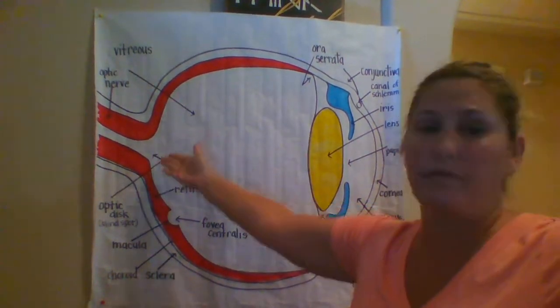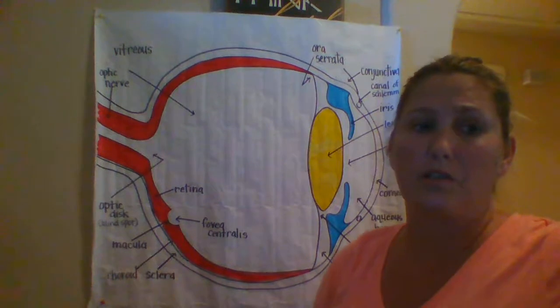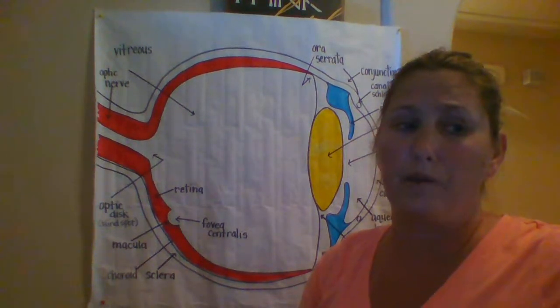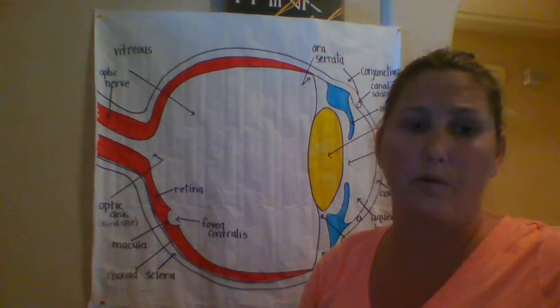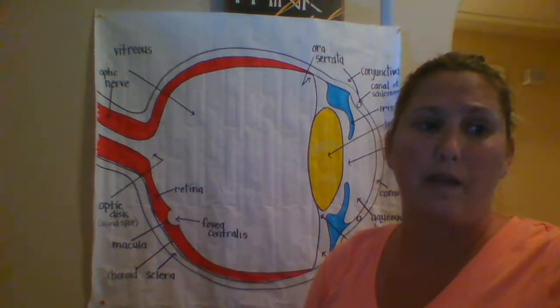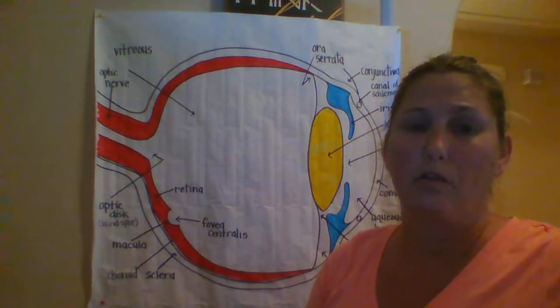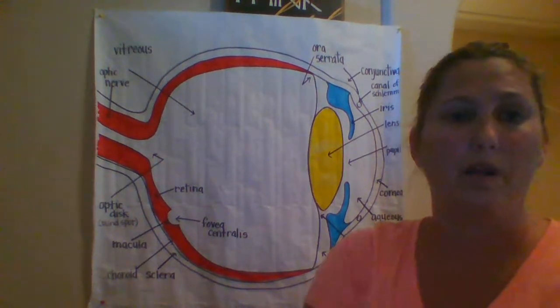The optic nerve. It is the largest nerve of the eye. It is composed of the retinal nerve fibers. It connects the retina to the primary visual cortex of the brain, located in the occipital part of the brain.